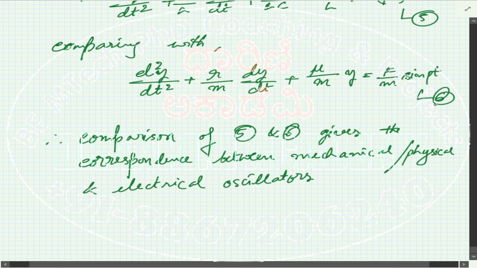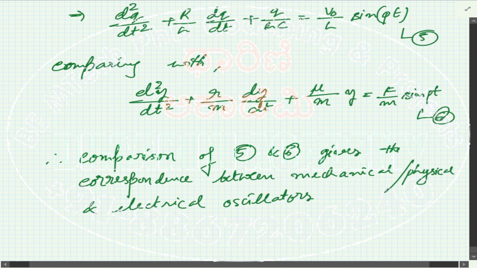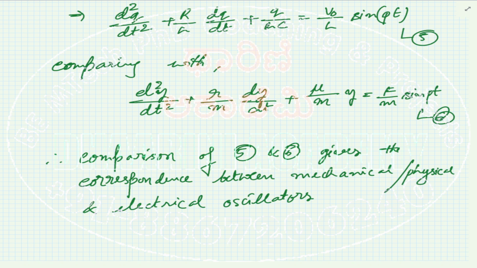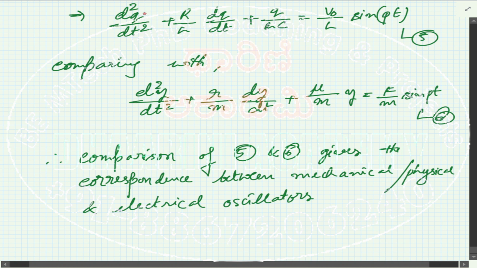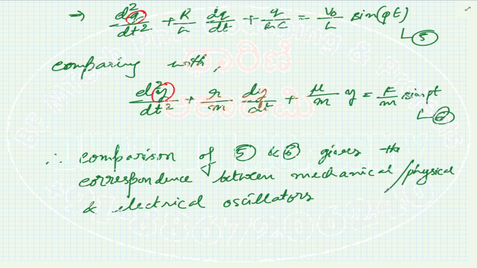From equations 5 and 6, we can see that in the first equation we have d square q by dt square, and the second has d square y by dt square. Let's highlight with colors what is equal. There is a q over there and a y here, so q and y are equivalent. They're not the same, they're equivalent. Q is charge, y is displacement. So displacement and charge are analogous to each other. Whatever position is taken by the displacement in a mechanical oscillator is held by the charge in an electrical oscillator.